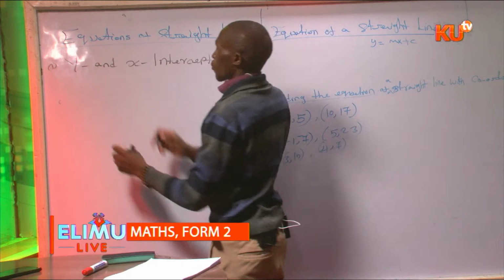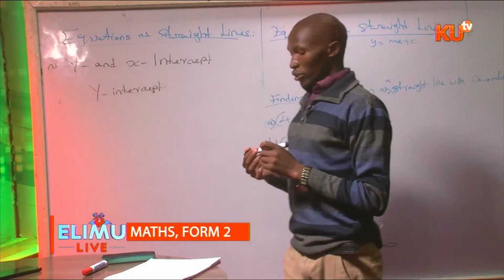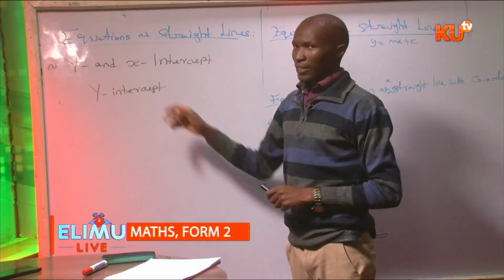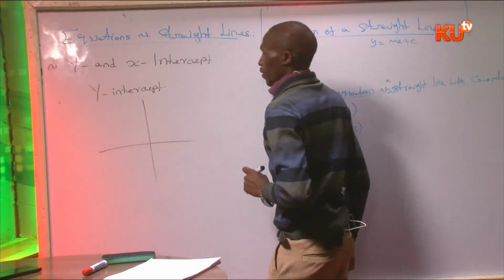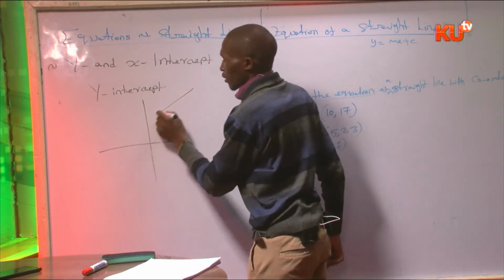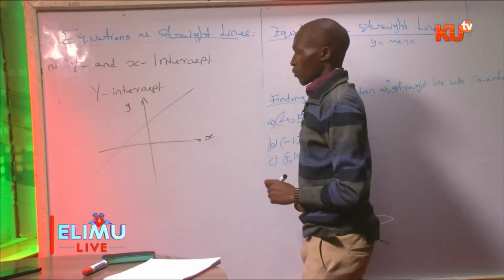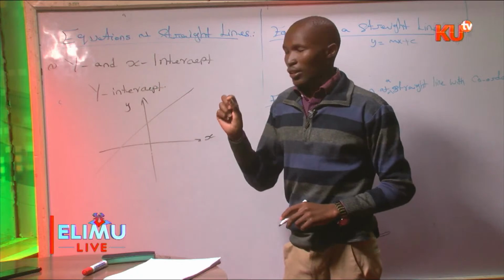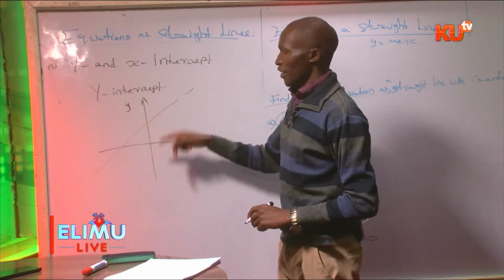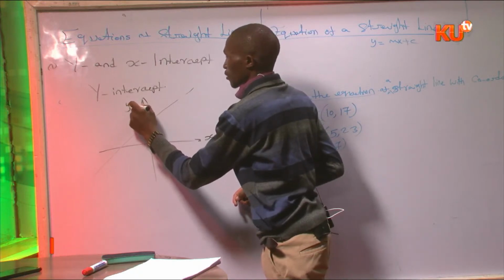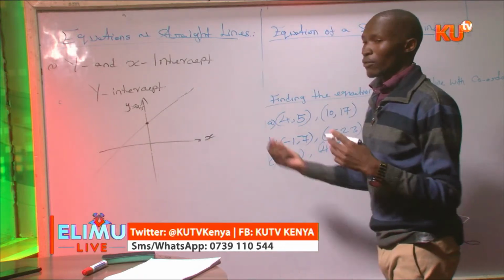So when we talk about the y-intercept, this is the point where your straight line crosses the y-axis. For example, let's have a sketch here, and you have your straight line cutting through the y-axis. So you have your y-axis, you have your x-axis. Now, we have said that the y-intercept is the point at which the straight line crosses your y-axis. Your line crosses the y-axis at this point. Therefore, that is the y-intercept.